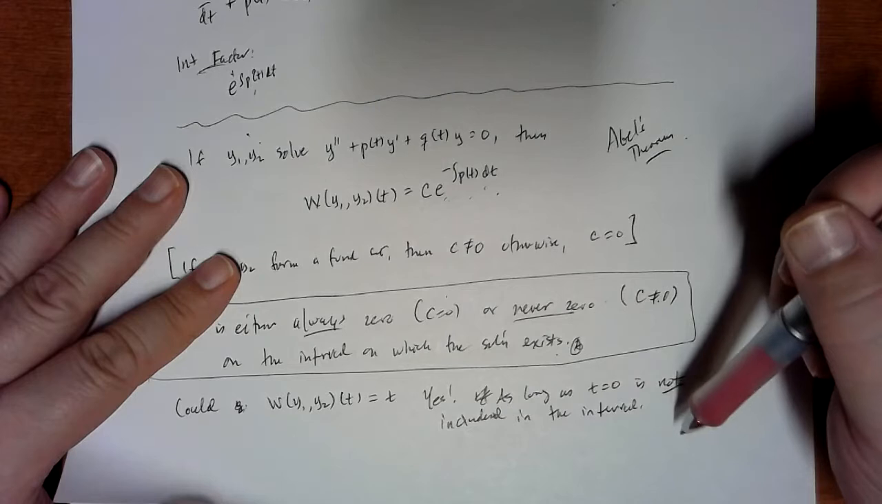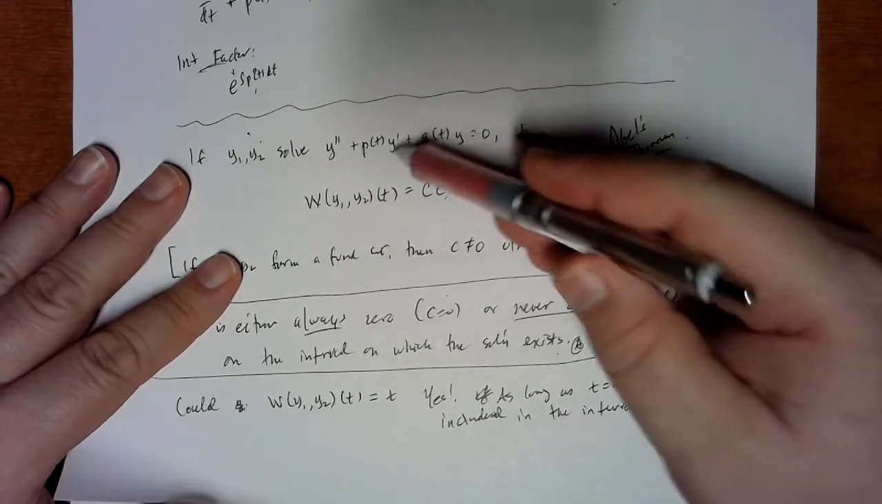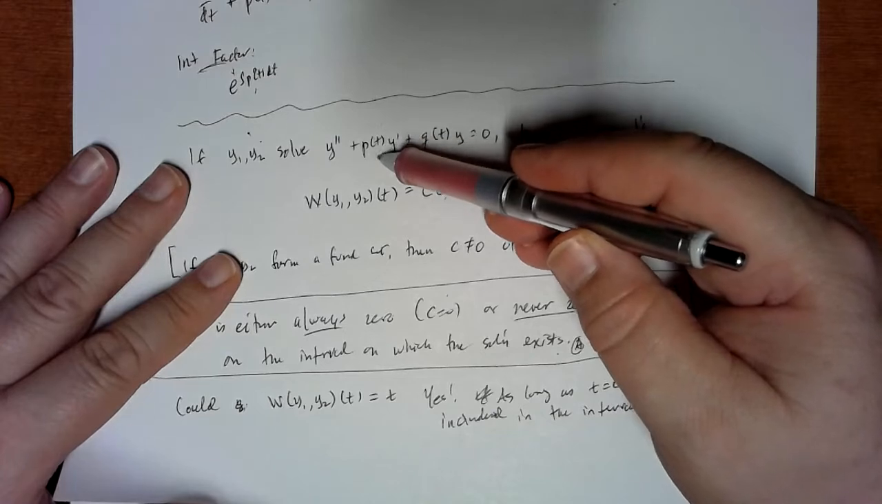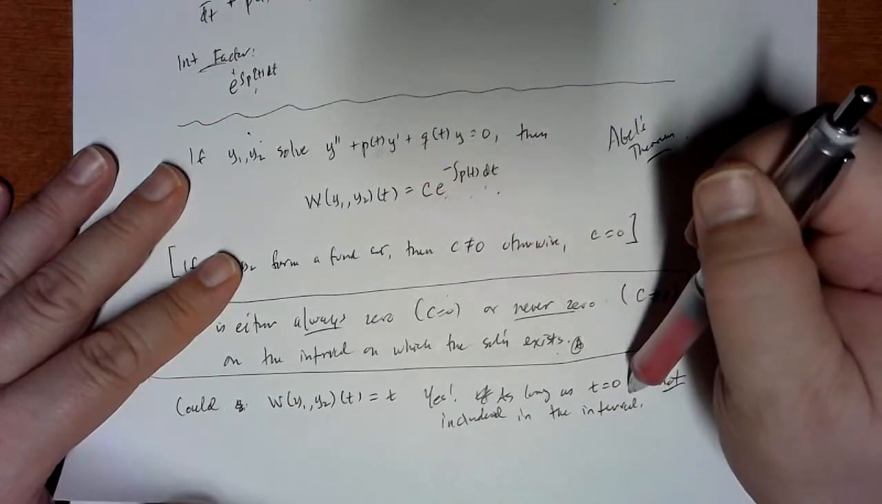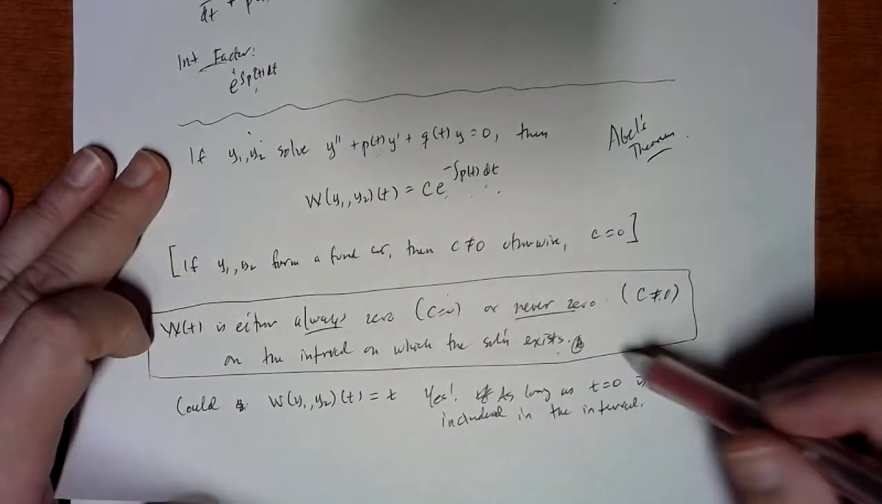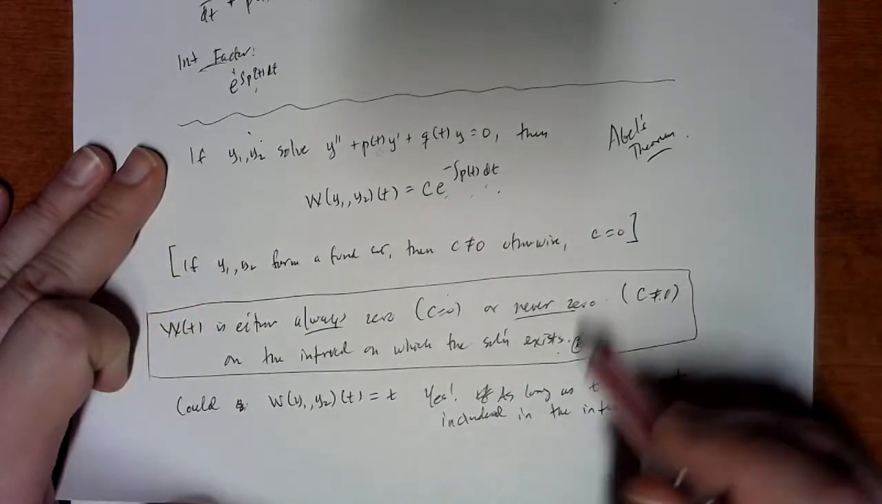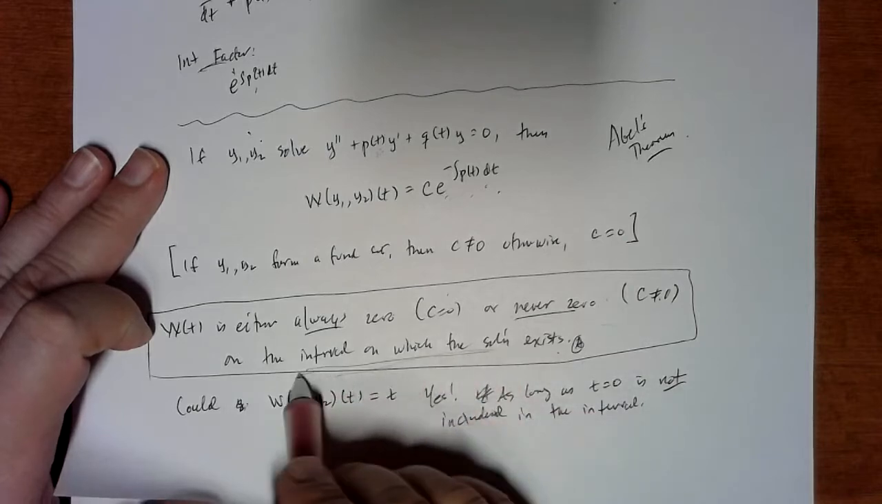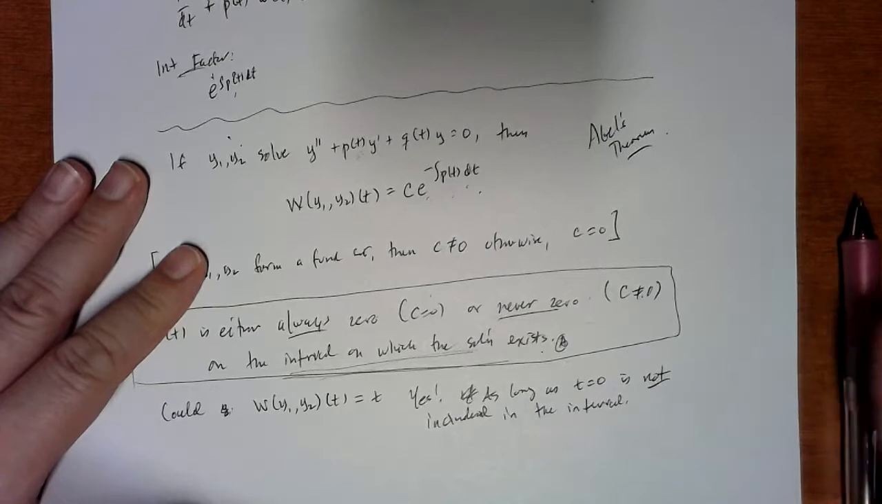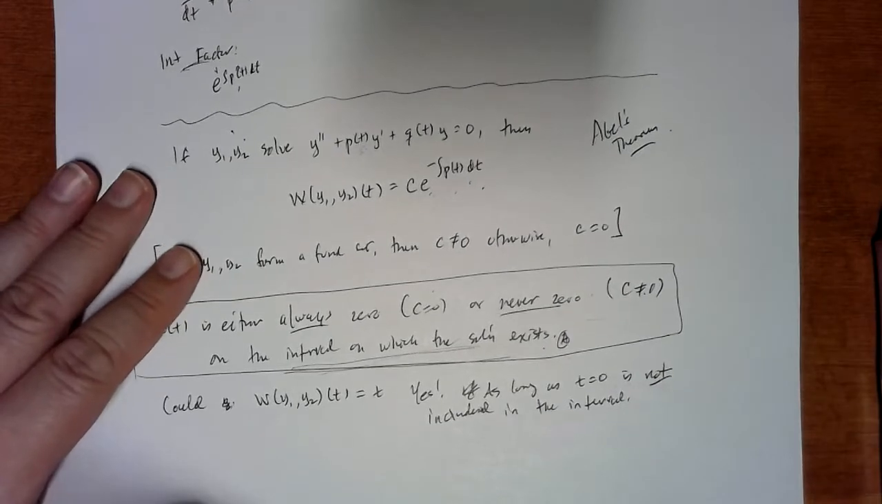So do you remember how that could happen? For example, if p of t was like 1 over t, right? That would mean that you want to throw out that t equals 0. Okay. So there is a little bit of a subtlety here on the interval on which the solution exists, and we'll talk about that more as we go. There are some exercises that you'll look at that will help explain that.